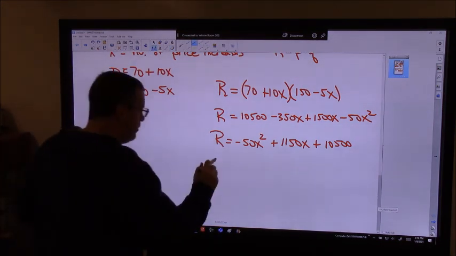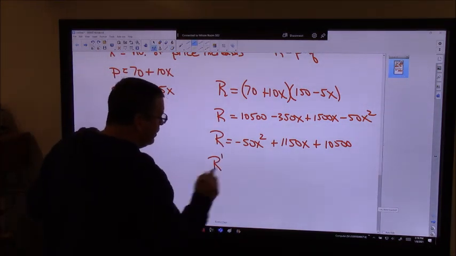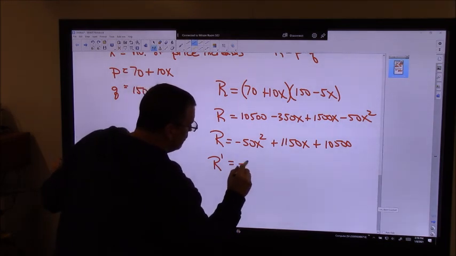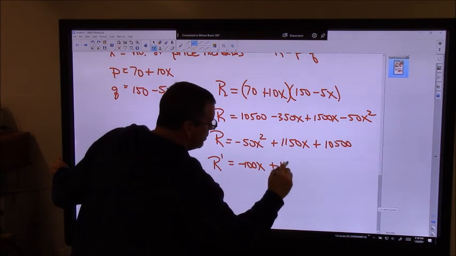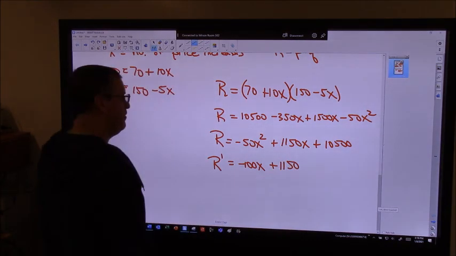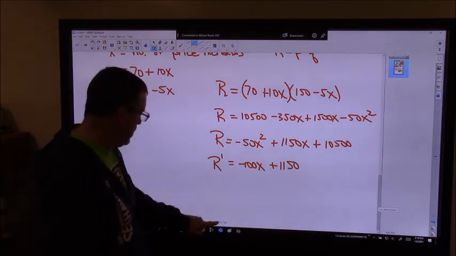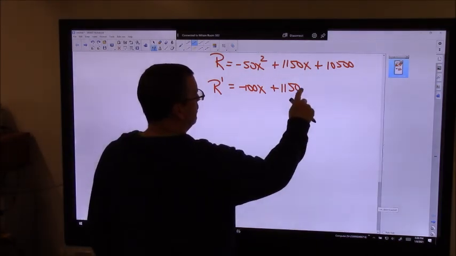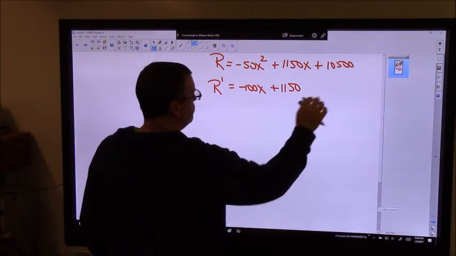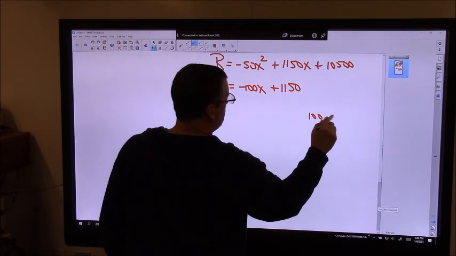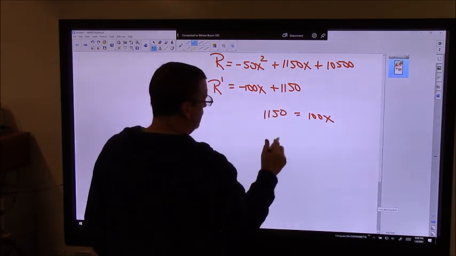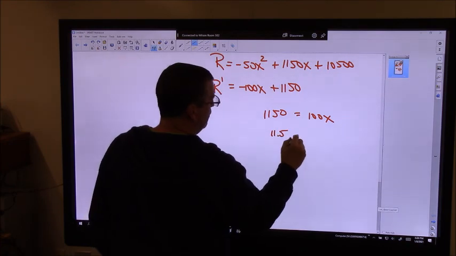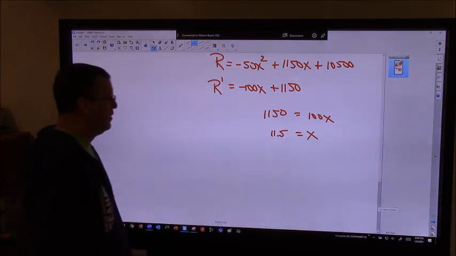And now I'll take the derivative. So the derivative is going to be a negative 100x plus 1,150. I now need to set that equal to 0 and solve. So if I had an equal 0 here, I'd move this to the other side. And then I'll divide by 100, and I get 11.5 equals x.